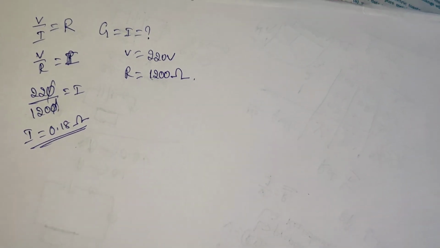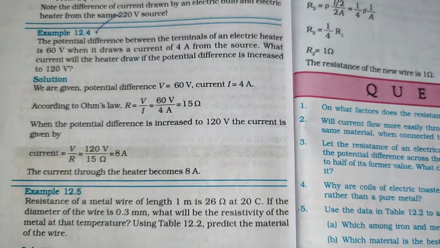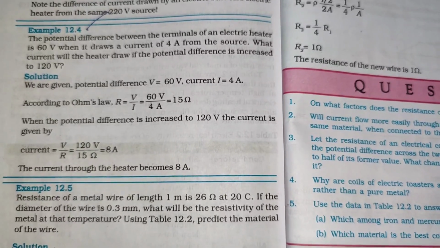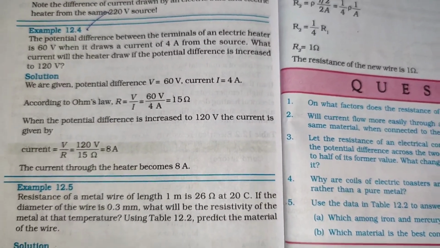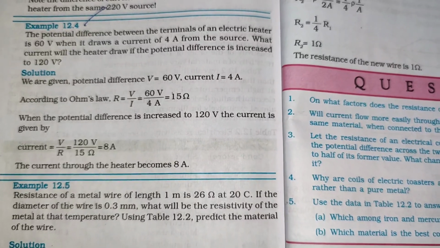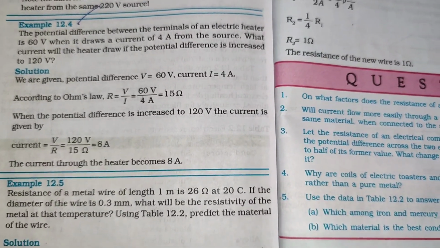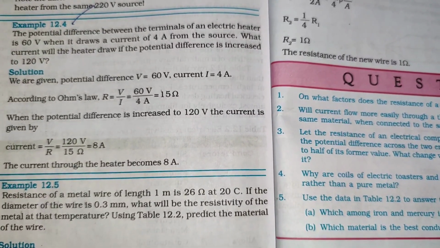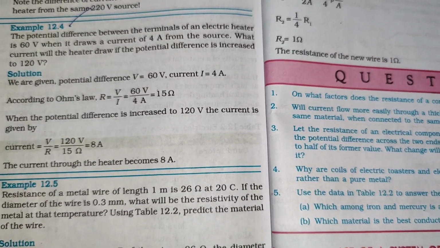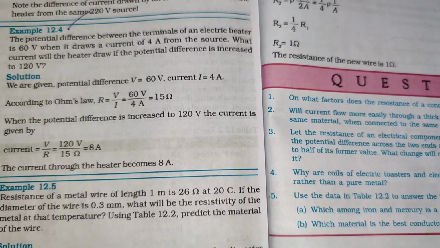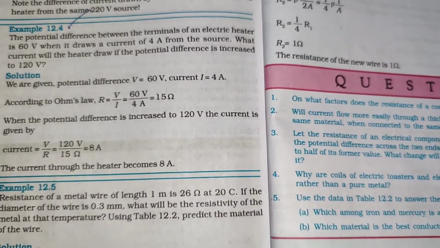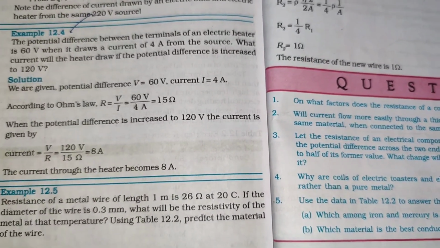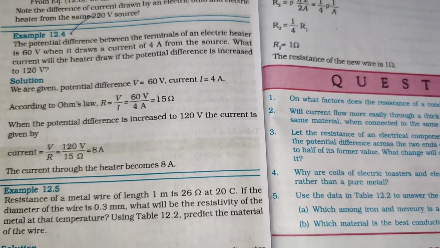Next problem. The potential difference between the terminals of an electric heater is 60 volts when it draws a current of 4 ampere from the source. What current will the heater draw if the potential difference is increased to 120 volts? The potential difference, that is the voltage between the terminals of the electric heater, is 60 volts when the current is 4 ampere, whereas when it is doubled to 120 volts, how much will the current be? We want to calculate. Directly we can tell, but we want to know the procedure.